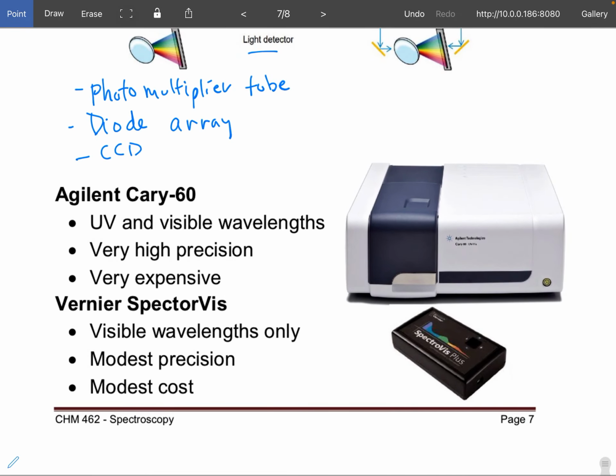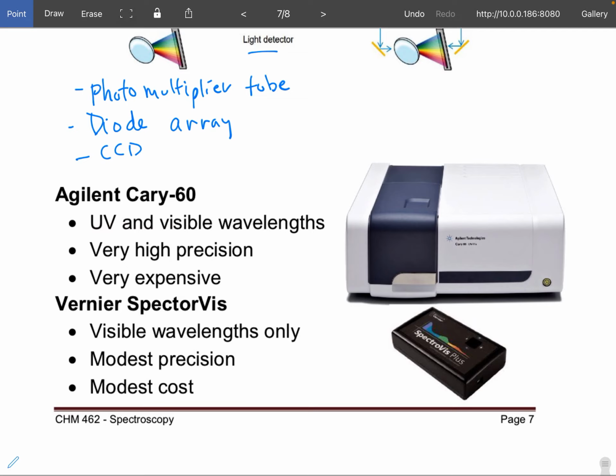And you'll be using these two instruments in class. One's called an Agilent Cary 60. Some of you might get to use the 100. Same basic instrument, just a little bit extra features. So the Agilent Cary can do both UV and visible wavelengths. It's very high precision, very expensive instrument. And so we'll use this for some experiments, but we don't have enough of these. They're too expensive for every partner to have one for themselves.